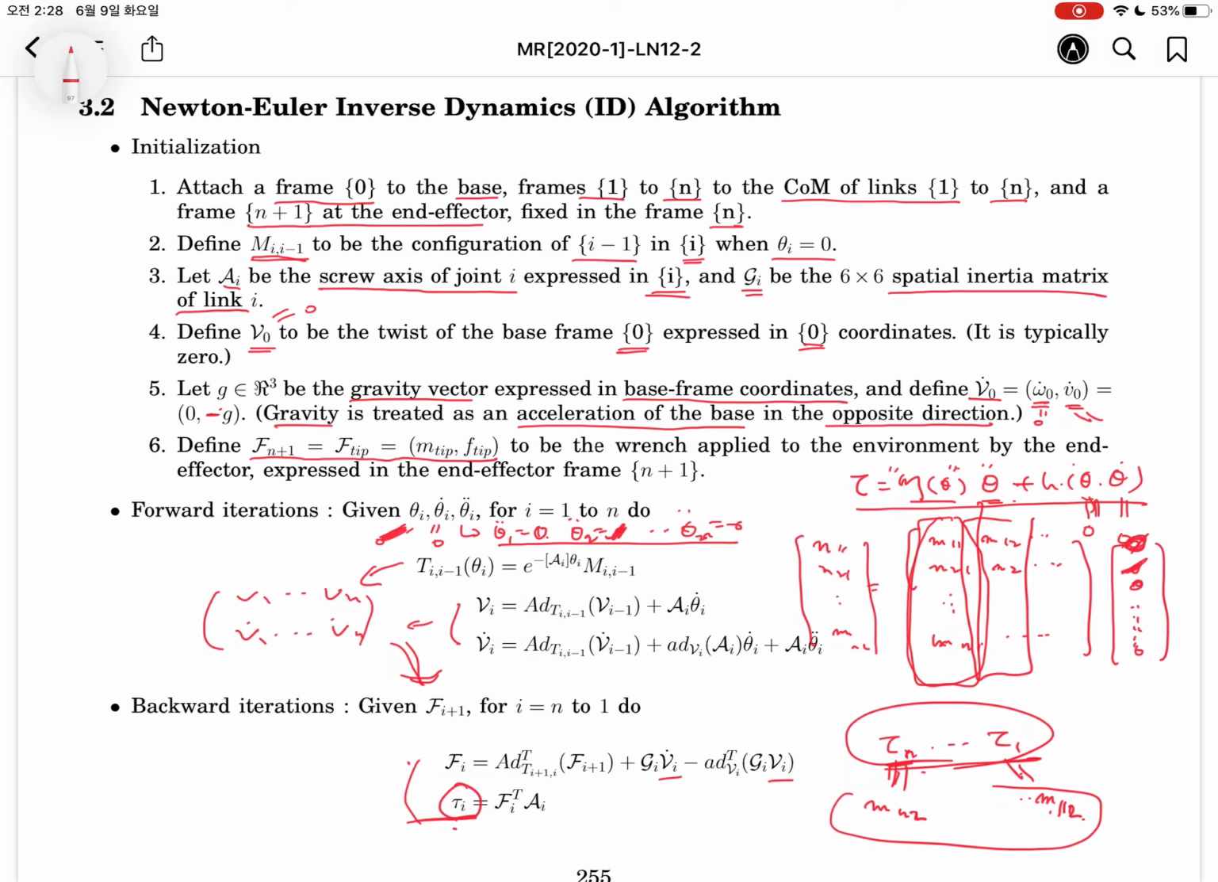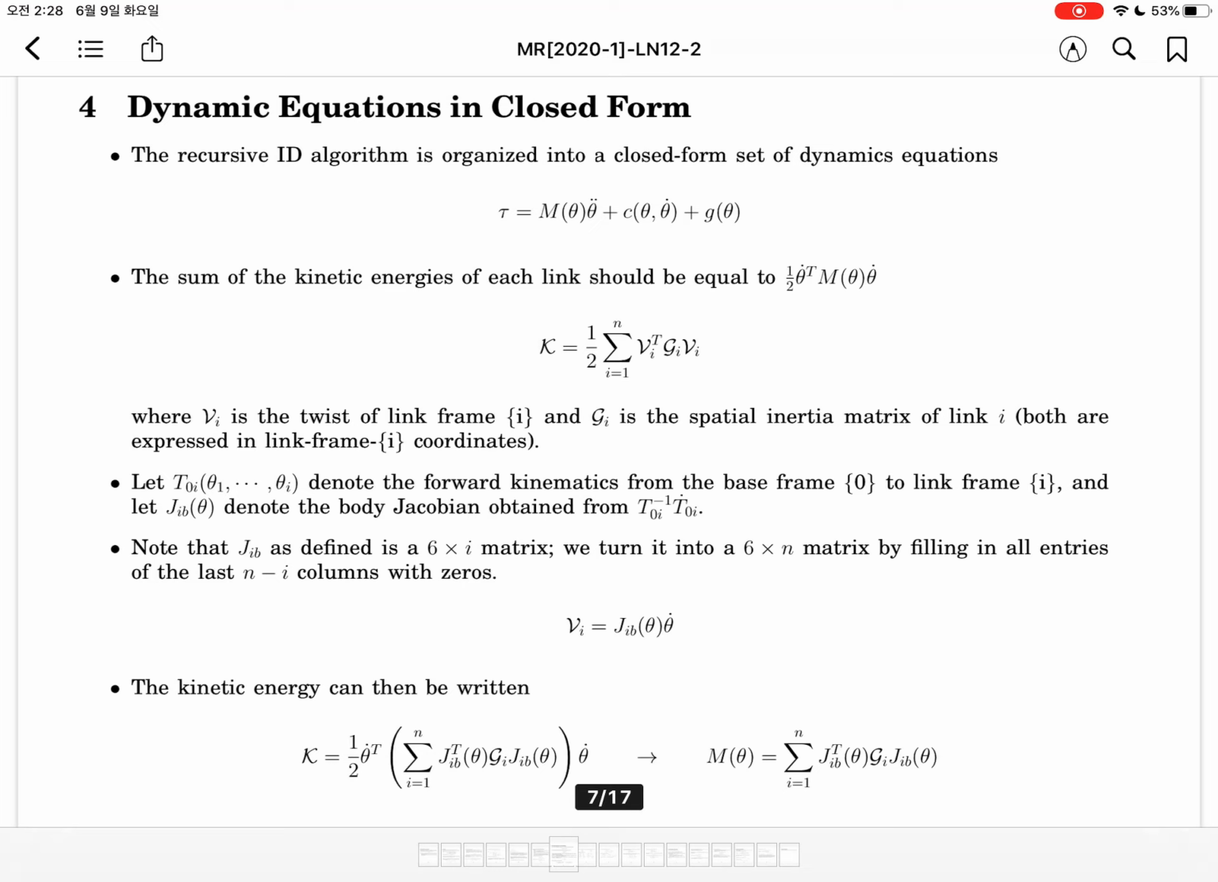Okay, it is the recursive Newton-Euler method to obtain the M and h. Okay, it is very important. It's a very efficient way to obtain the inertia. Okay, till now we have talked about the iteration method to obtain the M and the h. On the other hand, we can obtain the closed form M and the C and the G. So I will explain it.